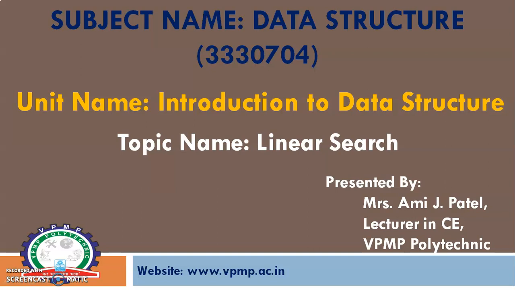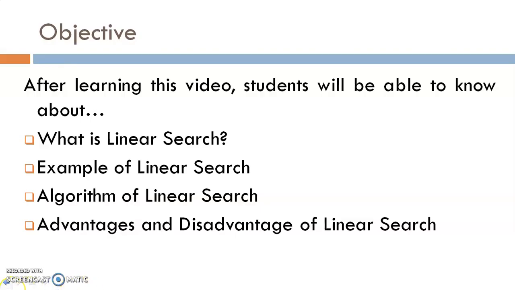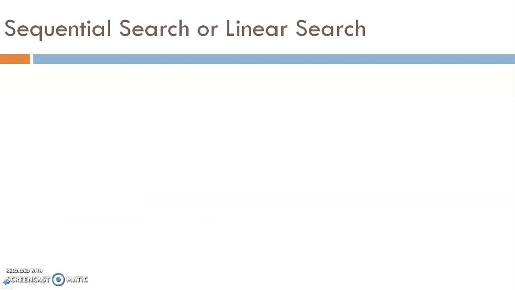Today we will continue our Unit 1, Introduction to Data Structure, and the topic name is Linear Search. Objective: after learning this video, students will be able to know what linear search is, an example of linear search, the algorithm of linear search, and the advantages and disadvantages of linear search. Now let us start our session with linear search.